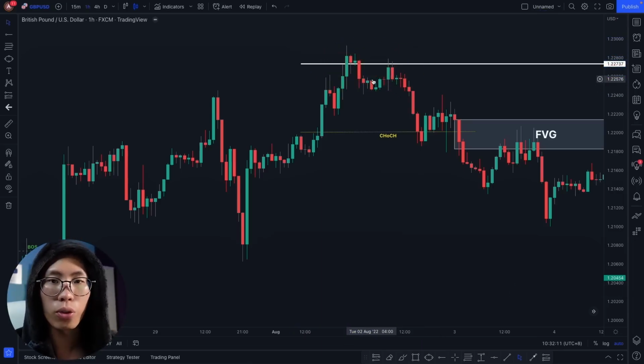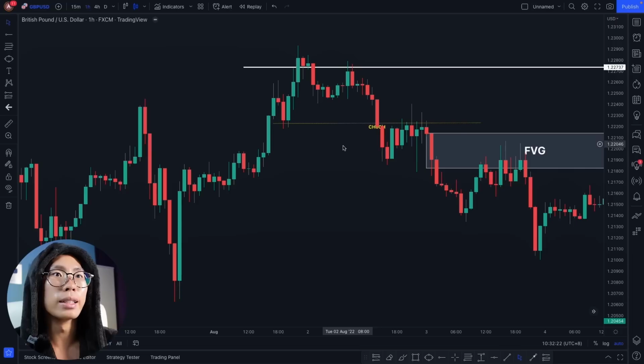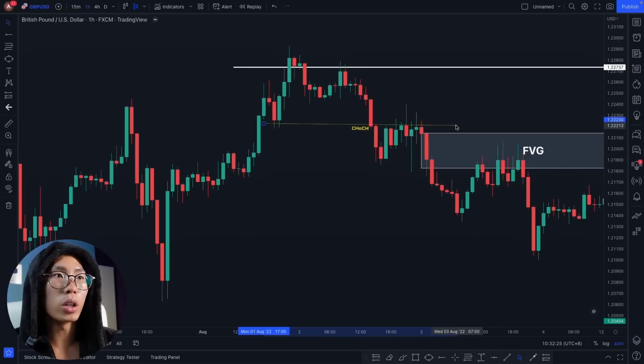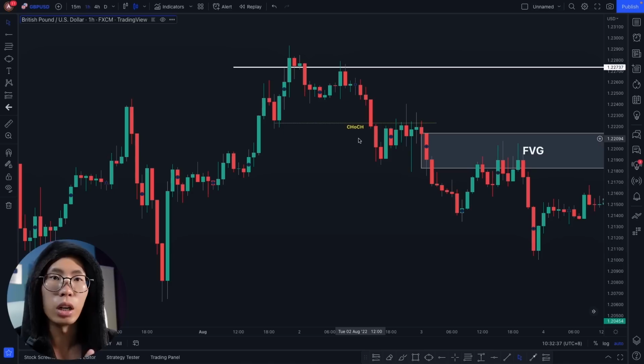And the next thing you want to look for is a change of character. This is a change of character right here, because this is the last higher low before price goes up and failed to break past, right? So this was a little change of character right here. Price came back down, broke through the last higher low, giving us a change of character.